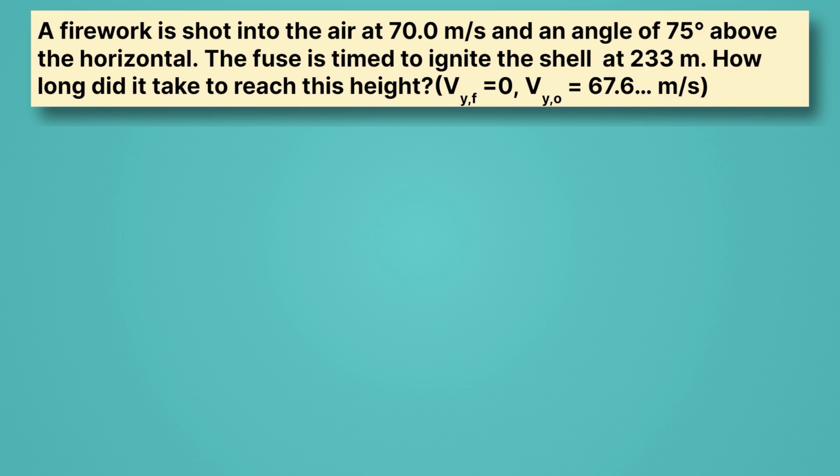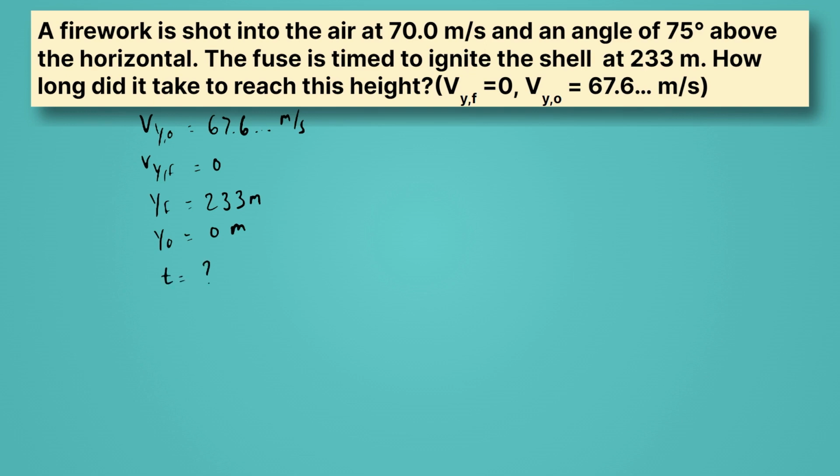We still know the velocity y initial is 67.6 meters per second. Still want to keep that whole value in our calculator. We know that the velocity y final is still 0 when it reaches that maximum height. We also now know that the final height in the y direction is 233 meters, and that the initial height is, of course, 0 meters. It starts on the ground. And what we want to solve for in this case is time. So we want to know what time it will explode at.